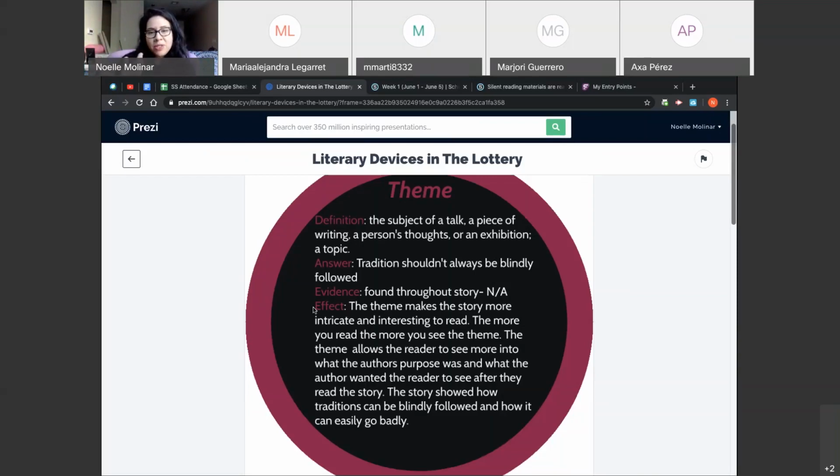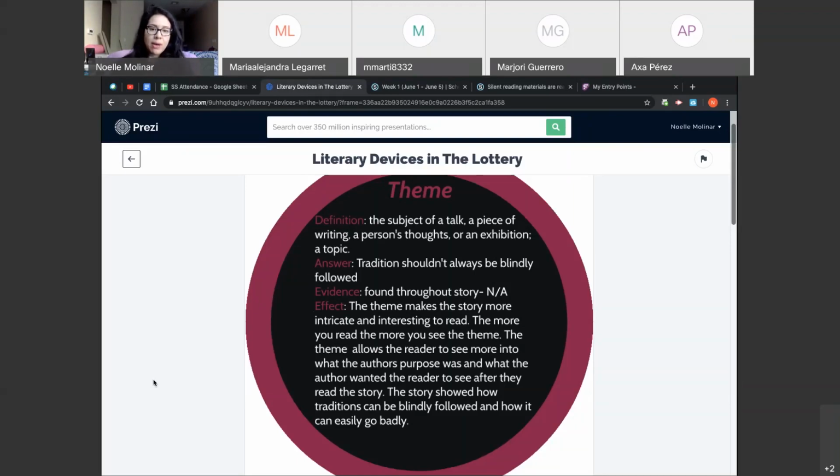And so what happens to this story because of this theme? What is the effect? So the theme makes the story more intricate. There's a lot more details and it's more interesting to read. We can read a story about people having a party in a square, and you're like, oh, okay, that's very nice, but it's not as interesting. So as we continue page by page, the more you see the theme.